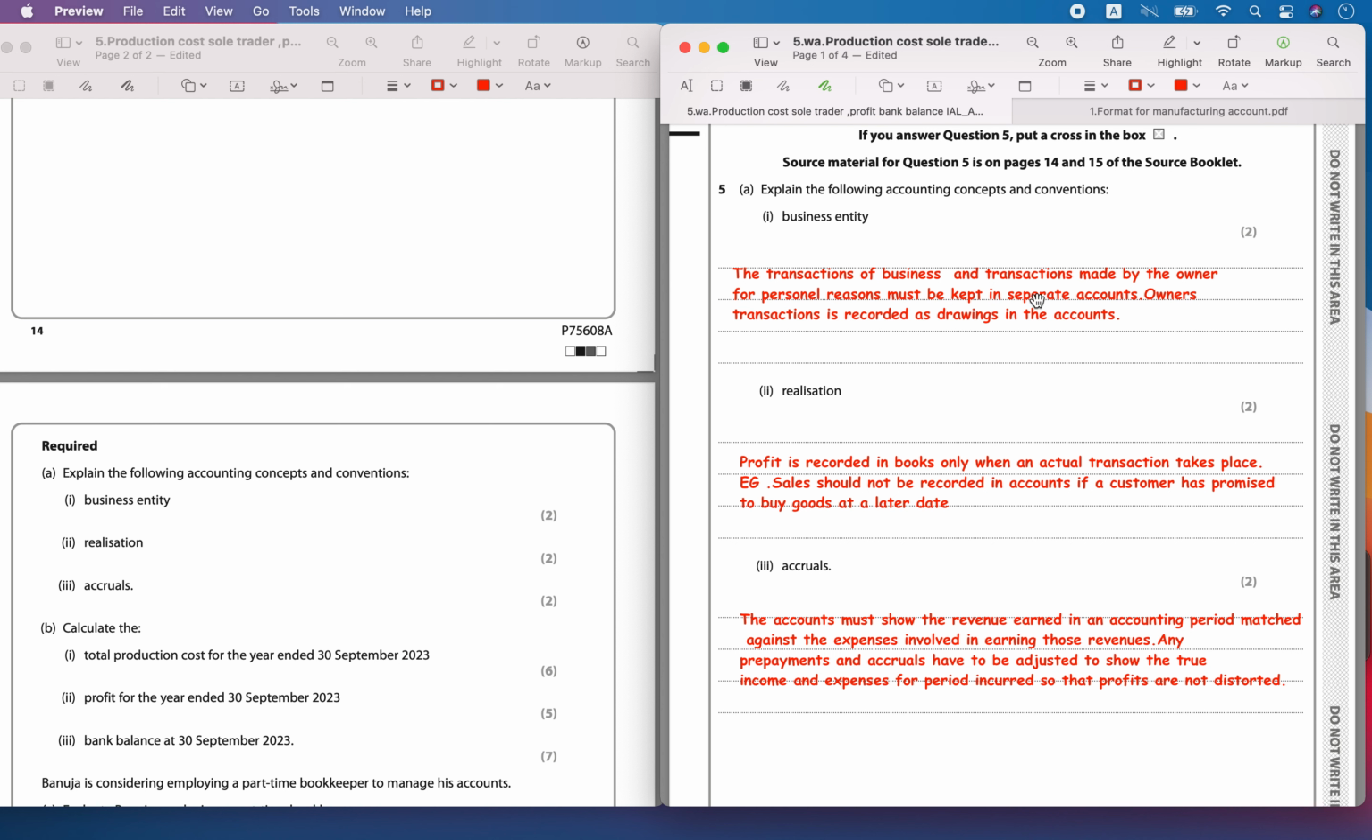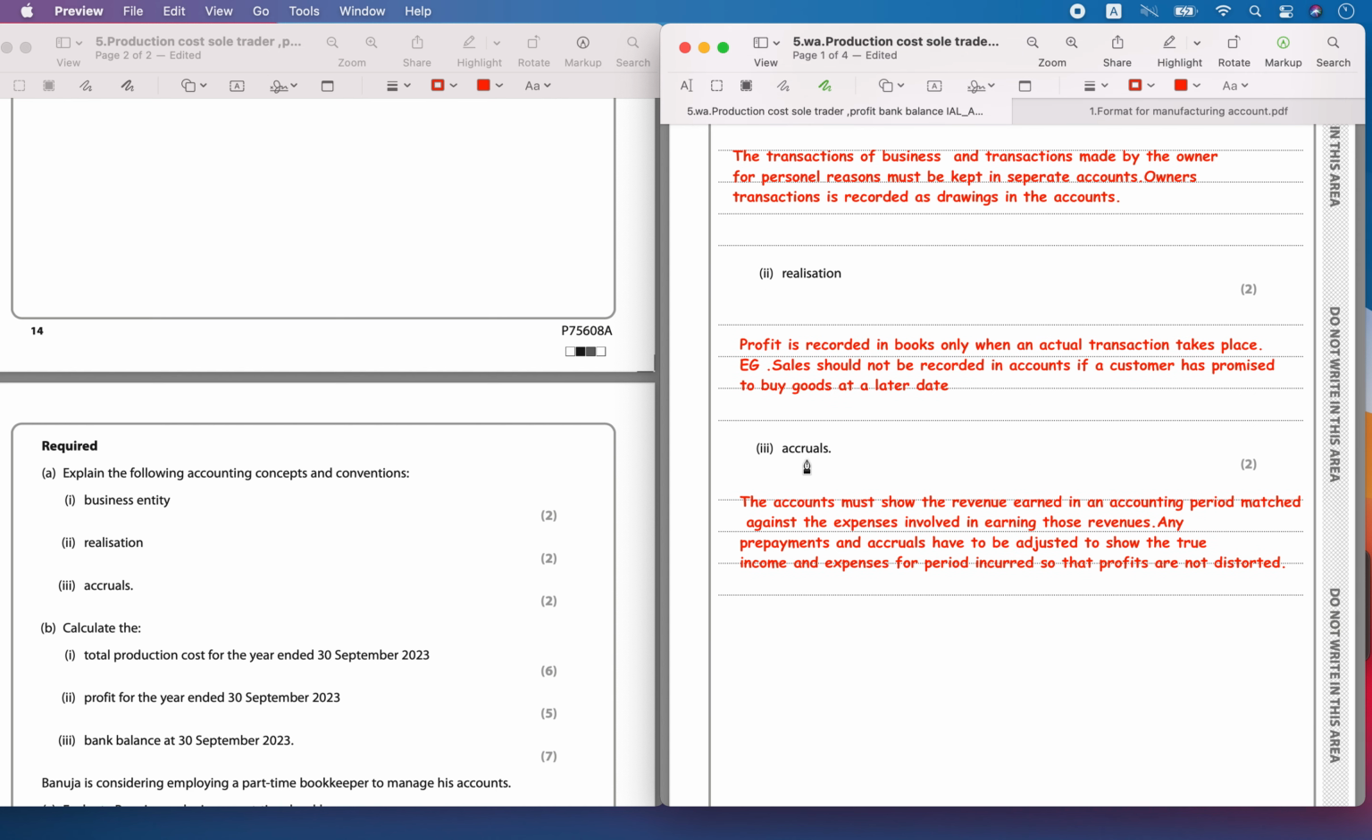The transactions of the business and the transactions made by the owner for personal reasons must be kept separate in the accounting books. Owner's transactions should be recorded as drawings in the accounts. Then, as per the realization concept, any profit should be recorded in the books only when an actual transaction occurs, not because they will occur or be promised at a later date. For example, a sale should not be recorded in the accounts if a customer has promised to buy goods at a later date.